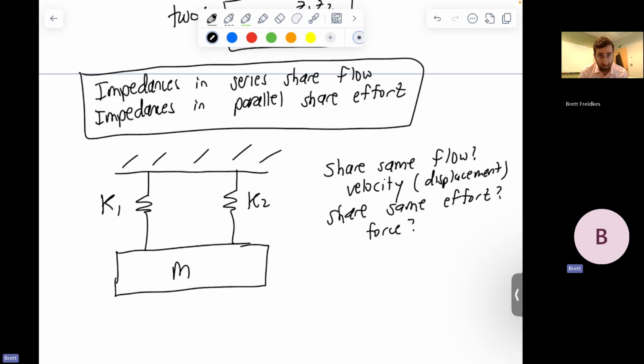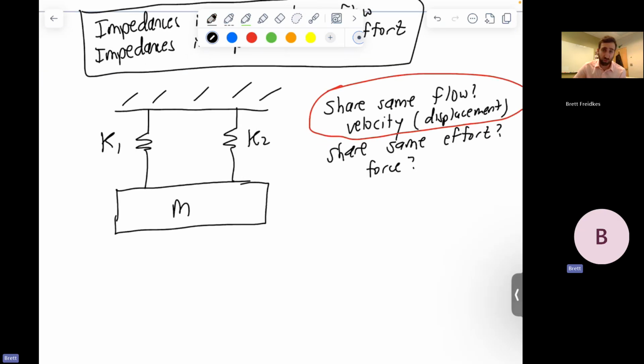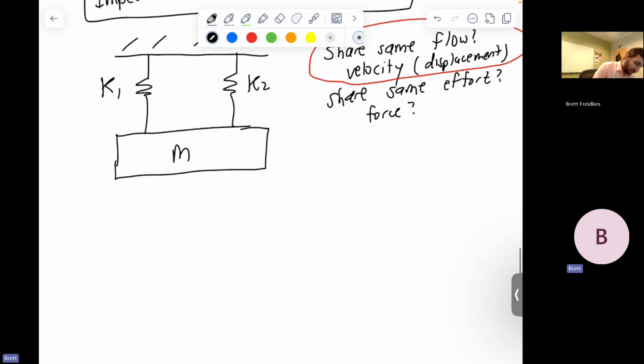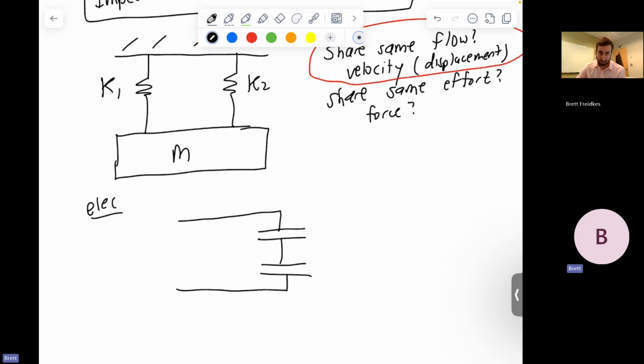Well, in this situation, assuming that these springs are different, I have K1 and K2, the force that it feels is going to be Kx. So the left one will feel K1x, the right one will feel K2x, which means they do not share the same effort. These two share the same velocity, which means that if I think about the springs as being impedances, I would draw those impedances as being in series. So in the electrical domain, what I would draw is something like this, where I have these two capacitors that are in series. Remember, springs are capacitors because they both store potential energy.